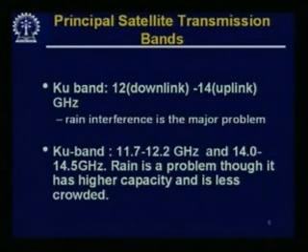Next set of transponders come in the so called Ku band. So we have seen about C band. The Ku band can accommodate a greater number of transponders, 12 on the downlink and 14 on the uplink. Rain interference is a major problem here. Ku band is from 11.7 to 12.2 gigahertz and 14.0 to 14.5 gigahertz. In this band, rain is a problem, though it has higher capacity and is less crowded than the C band. C band is very crowded.